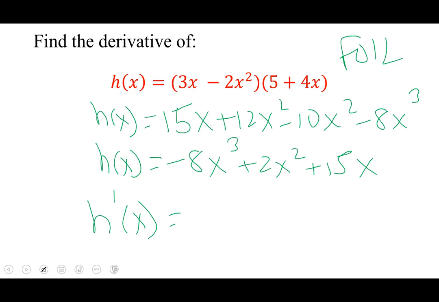So bring down the 3 times negative 8 would be negative 24x squared. Plus, bring down the 2 times 2 is 4, to the 1 less power, x. Plus, the derivative of anything times x is always just the constant, which in this case would be 15. So the derivative of h of x is negative 24x squared plus 4x plus 15. And again, hopefully that is just a good review of what we've done so far.